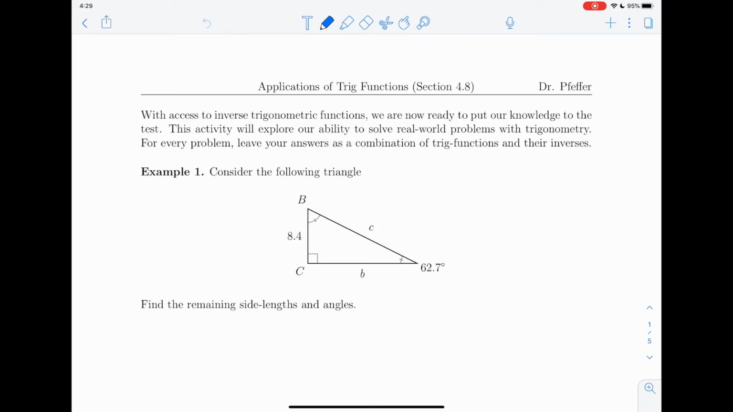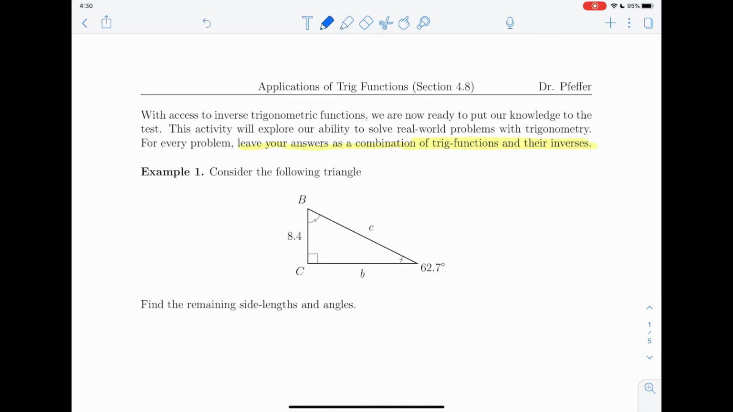I will make a small note here as we go through this content. Since we do not have calculators allowed in this class, for every single one of these problems, we're going to leave our answers as a combination of trig functions and their inverses. And you'll see what I mean as we do a couple of these examples together.